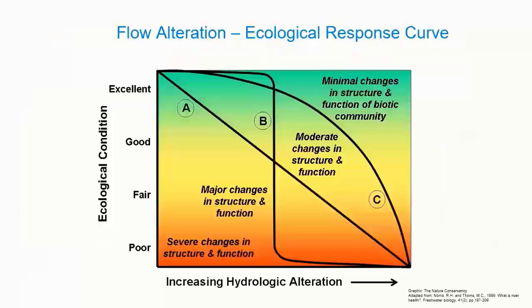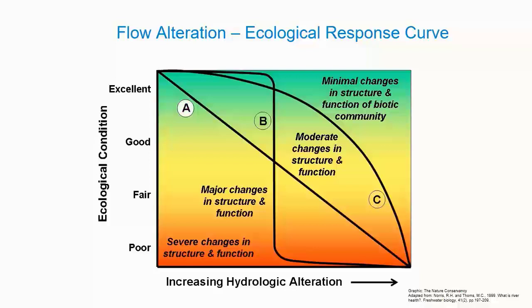So it's clear that altering the hydrology of freshwater systems, altering the water quantity, causes declines in ecological condition and thus freshwater health. And not surprisingly, research has shown that the degree of ecological impact increases with the degree of hydrologic alteration. But ecosystems are complex, so the relationship between ecological condition and increasing hydrologic alteration may take different forms. This figure illustrates the three main types of responses that are possible.